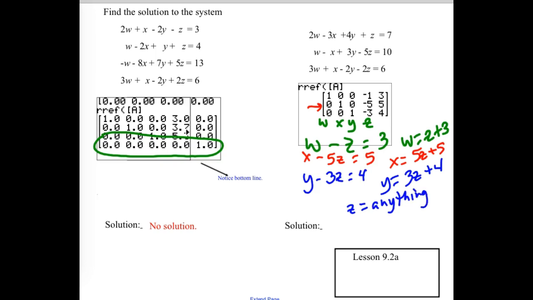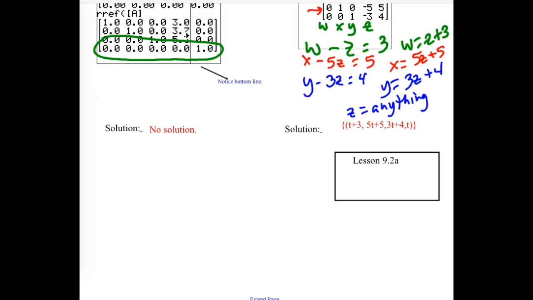So my ordered quadruple in this case, again, they changed them to T's. You don't have to. So Z plus 3, 5Z plus 5, 3Z plus 4, and Z. Okay? Questions? So the new part here is just making sure that you know how to interpret your solution. Okay? Really look at that bottom row to make sure you have solutions before you do a lot of work.